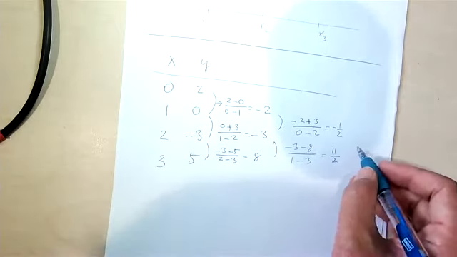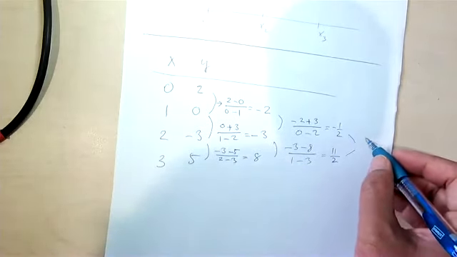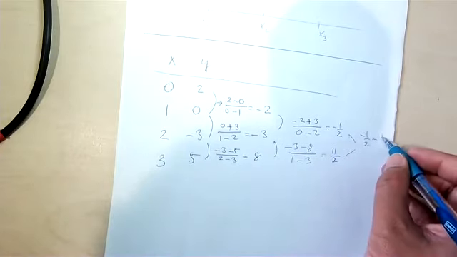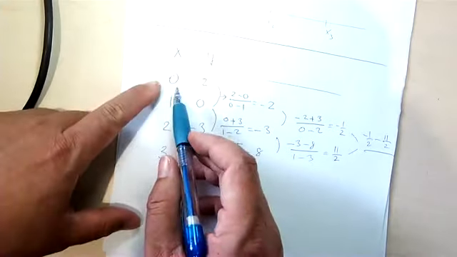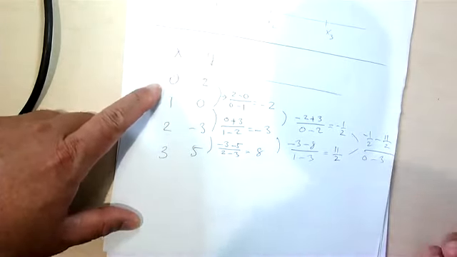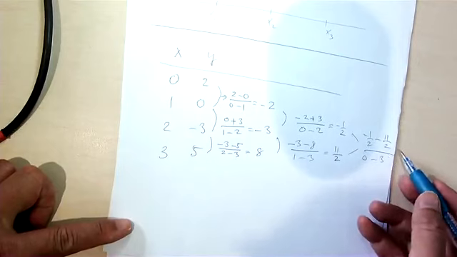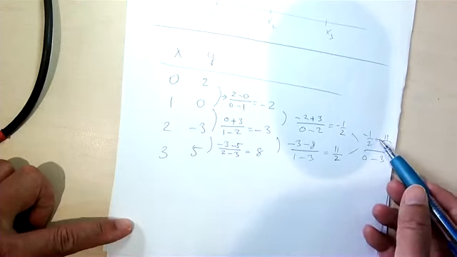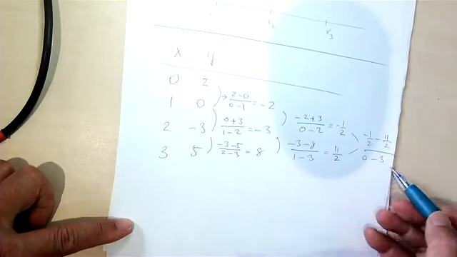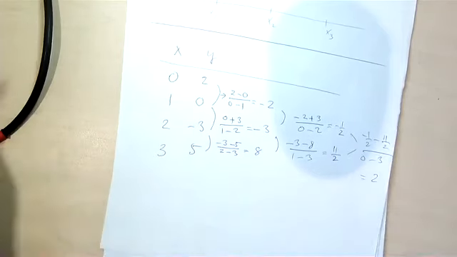Then the next one will be minus 1/2 minus 11/2 divided by 0 minus 3, and it gives you minus 6 over minus 2, so it's 2. So it gives you exactly this table. You see that even though the formula looks complicated, in practice when you put it down in a table, that is very easy to compute.